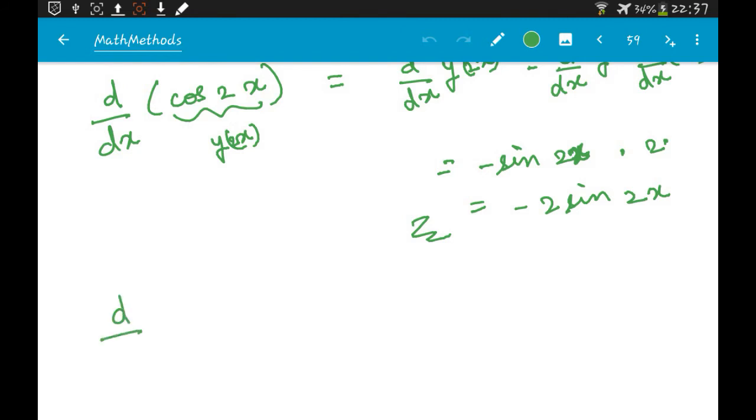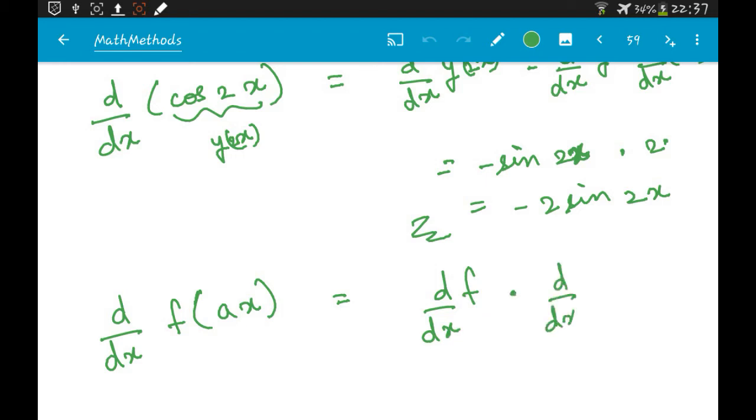So in general, if you want to do f dash, or f of ax, then you would do d by dx of f, the original function, into d by dx of ax. This is what you would have to do. Okay. So this is I think known as the chain rule.